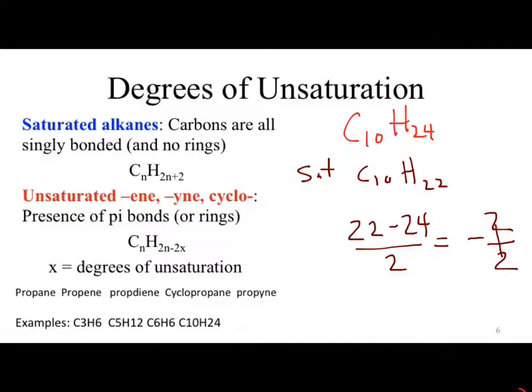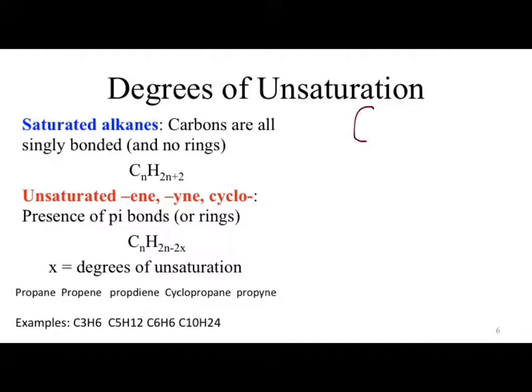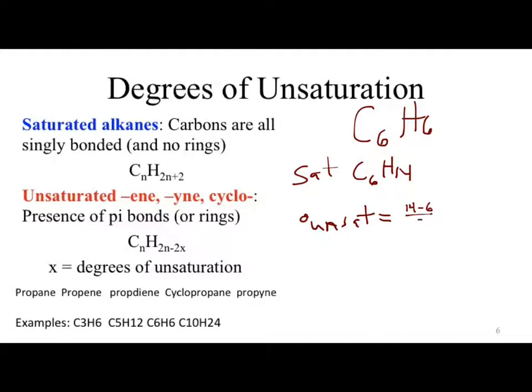So in the C6H6, let's go back and reevaluate this one. Fully saturated says we have C6H14 to figure out our degrees of unsaturation. Let's zoom in a little bit. We got 14 minus our 6 from our actual structure, divided by 2. We get 8 divided by 2, which equals 4 degrees of unsaturation.